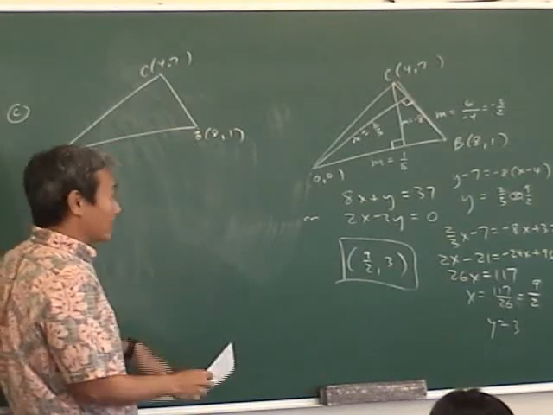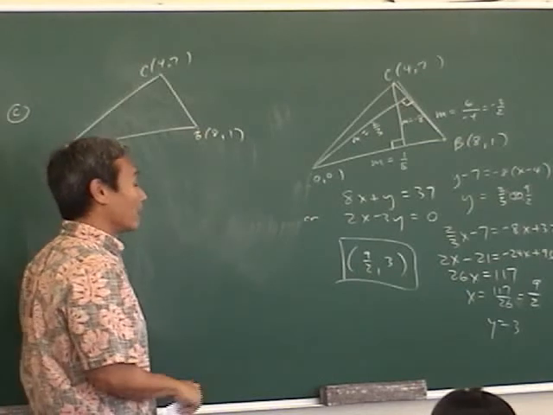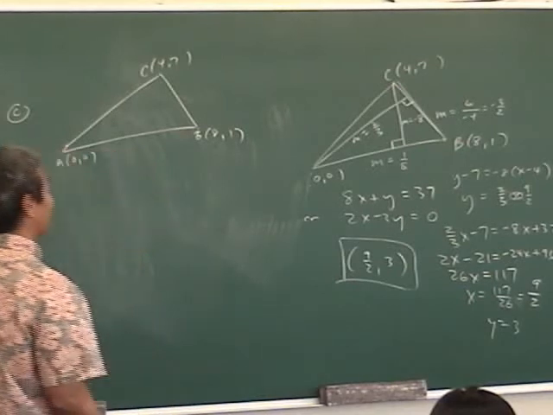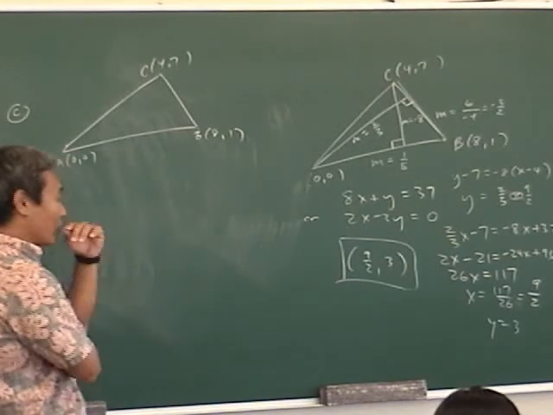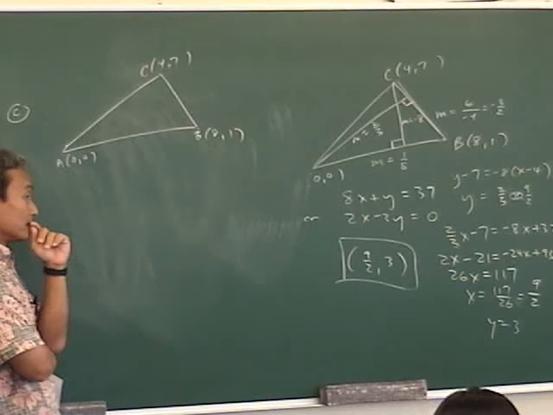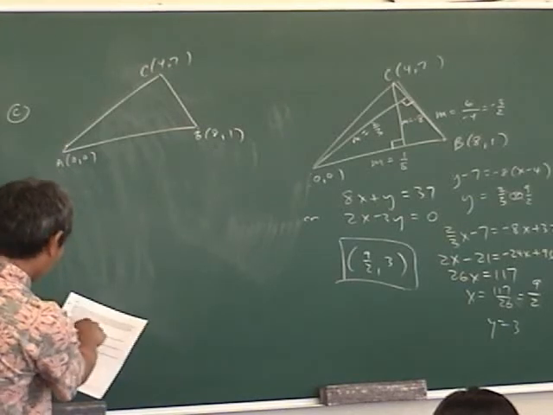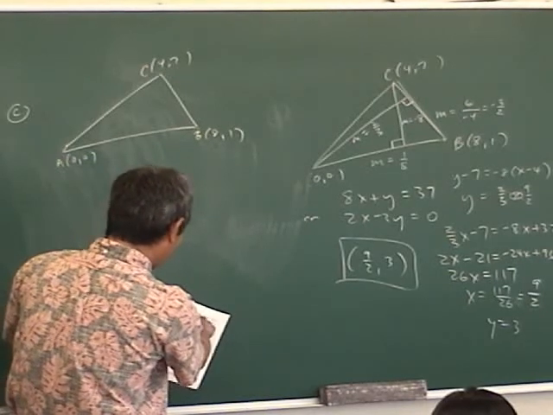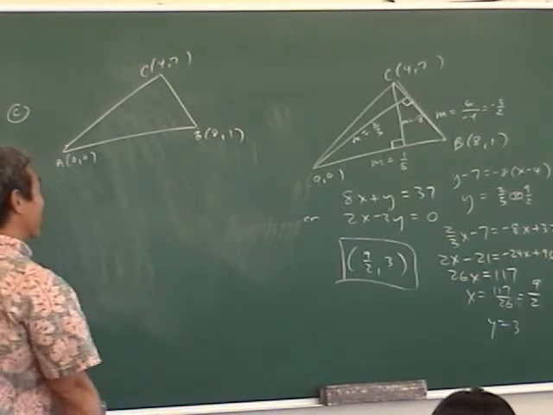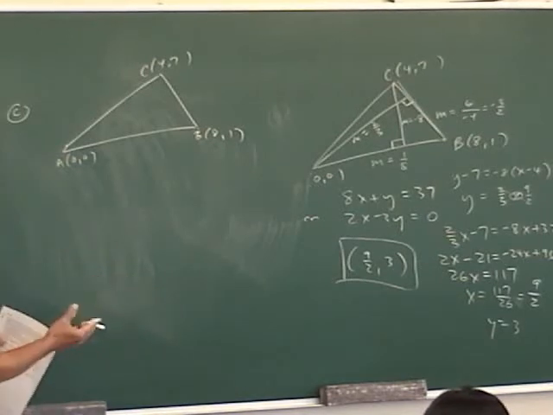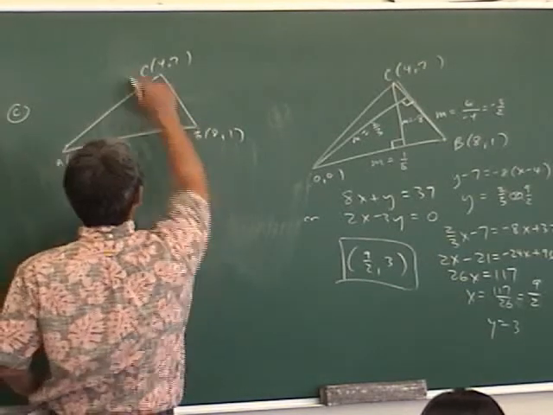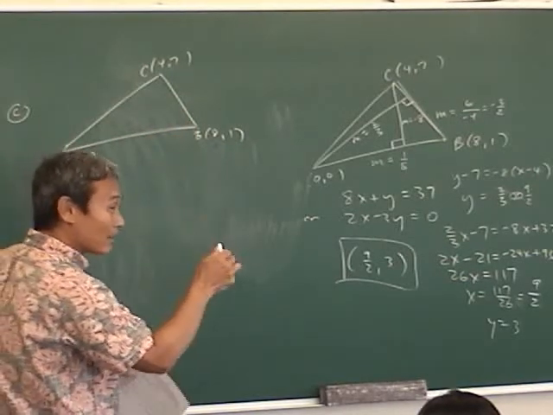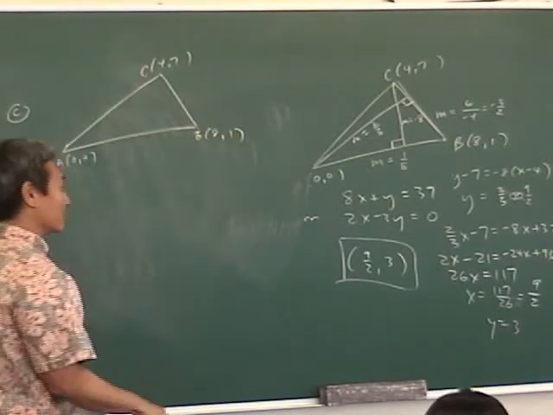What is the circumcenter? It's the intersection of the perpendicular bisector of the sides. So if you take the perpendicular bisector of all 3 sides, they're going to intersect at a single point. That point is called the circumcenter because it's the center of the circumscribed circle.